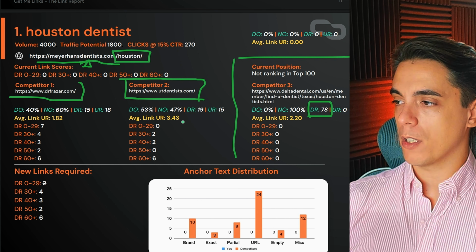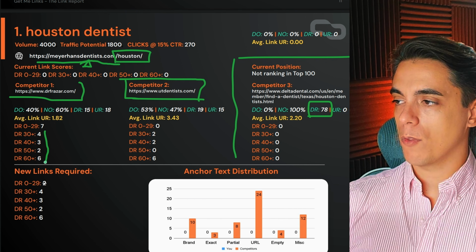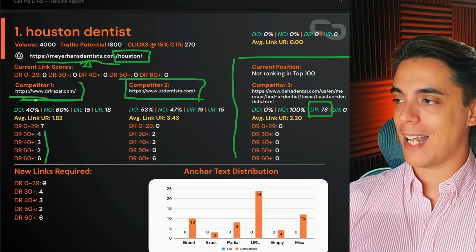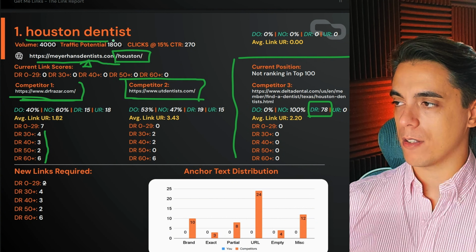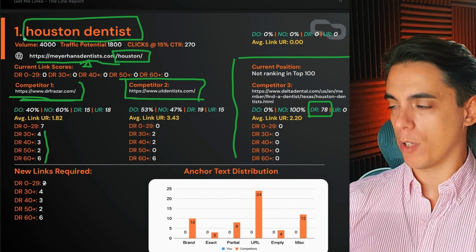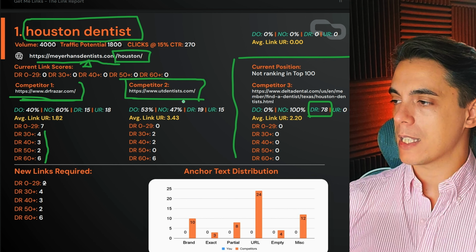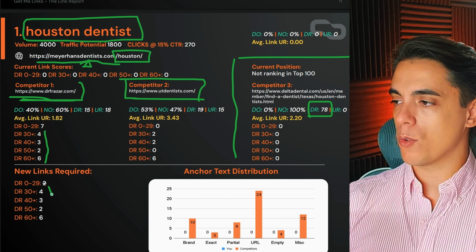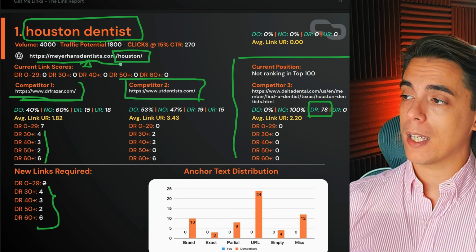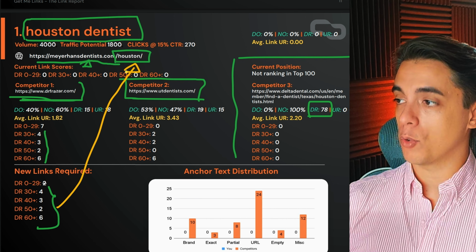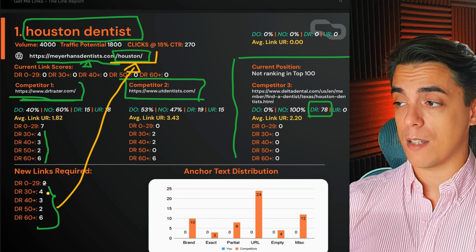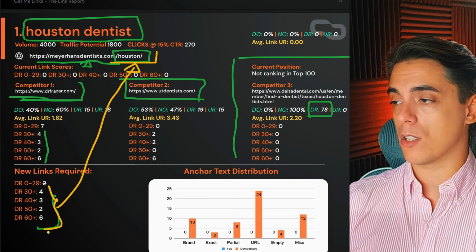So what I would do here is I would look at the numbers of what's working at the exact URL level for these competitors, when the relevance of the links that they get for Houston dentists to the homepage is taken into account, and I will build those very many links to my Houston page. This is what we have to build here to this exact URL, and it's a sizable amount of backlinks for the niche.